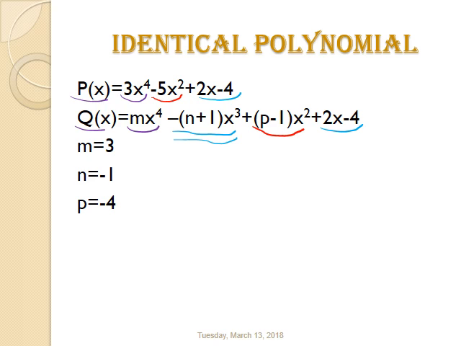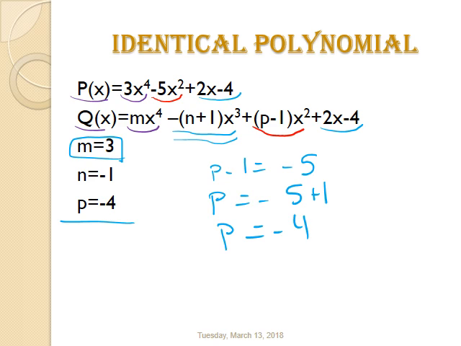So 3x to the 4 equals mx to the 4, so m equals 3. p minus 1 equals minus 5, so p equals minus 5 plus 1. p equals minus 4. Minus n plus 1 equals 0. So n equals 1.